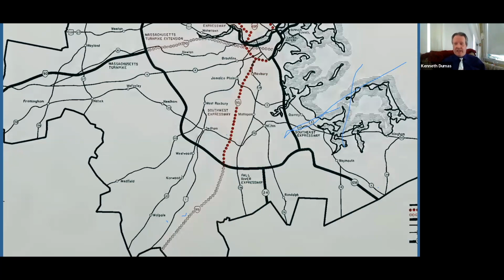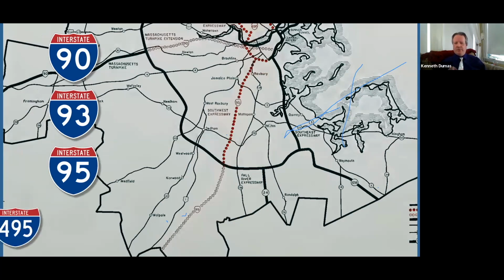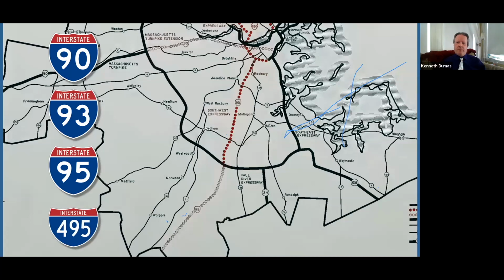Now, keep in mind that an interstate highway is a limited access road that can only be used via an exit or an interchange. And in the Boston area, there are a number of interstates that we're probably all familiar with. So we have Interstate 90, which we often refer to as the Massachusetts Turnpike. Interstate 93, which many people use as the Southeast Expressway. We have Interstate 95, which is the ring road going around the city of Boston. And we'll just throw in 495 for good measure.